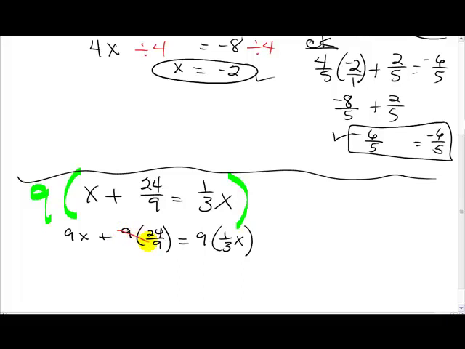Here, 9 top and bottom will cancel. Here, 9 is at the top and 3 is on the bottom. Won't cancel, but I can divide it. 9 divided by 3 would give me 3. So I have 9x plus 24 equals 3 times 1x.